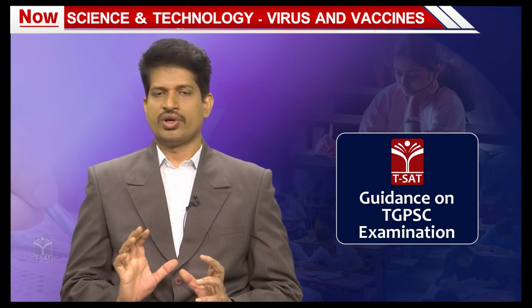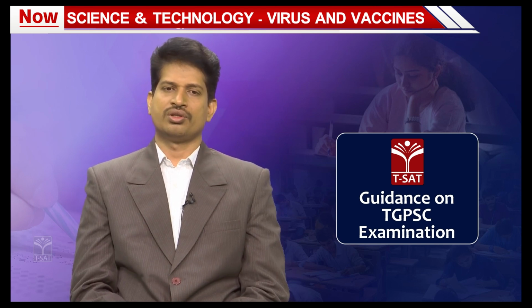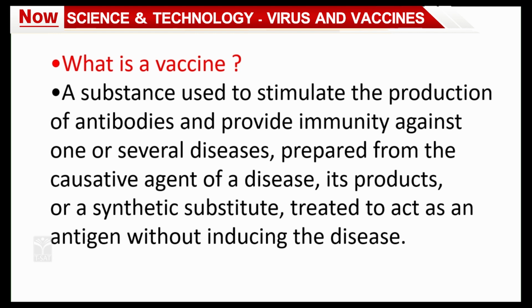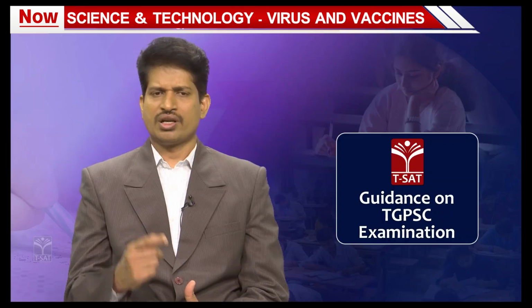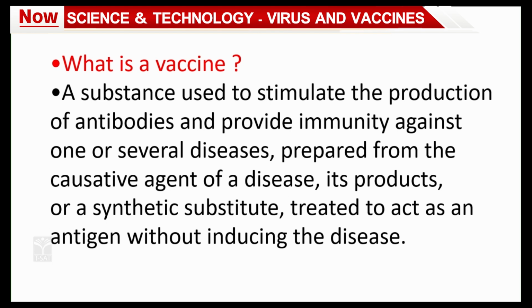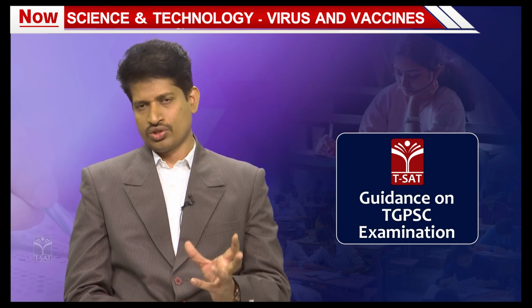So, when your immunity knows how to make antibodies, meaning weapons against this, you will be getting immunity to these diseases. So, it is prepared from the causative agent of a disease, its products, or synthetic substances. So, it need not be a complete virus; it can be a part of a virus, or synthetic substances like RNA treated to act as an antigen without inducing the disease. So, an antigen is a foreign body. By introducing this foreign body, known as a virus or a part of a virus, it initiates the immune system to create antibodies, meaning a weapon.